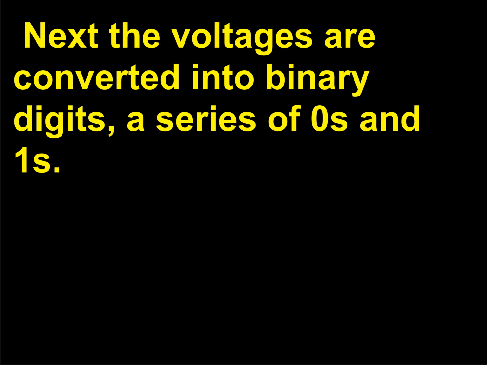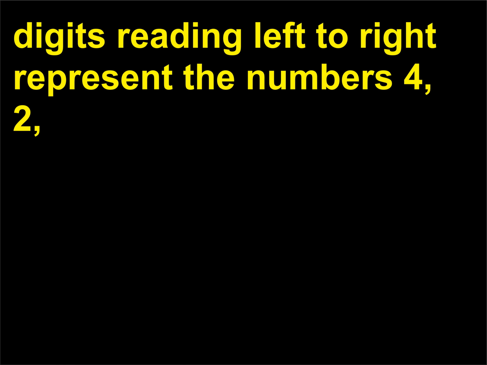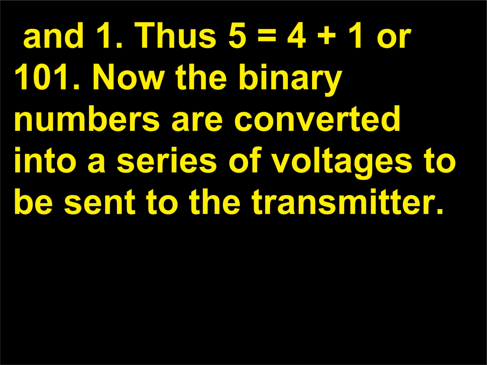Next, the voltages are converted into binary digits, a series of zeros and ones. The table on the right shows the conversion to binary for numbers 0 through 7. The binary digits reading left to right represent the numbers 4, 2, and 1. Thus 5 equals 4 plus 1, or 101.